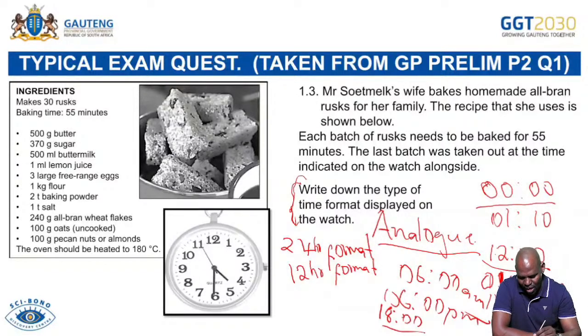But remember, the format can actually be indicated on a digital watch, okay? Only on a digital can we indicate that. But on the analog, we cannot tell whether this is AM or PM. So please go and look at that, especially the difference between the 12-hour format and the 24-hour format. Very, very important, boys and girls.